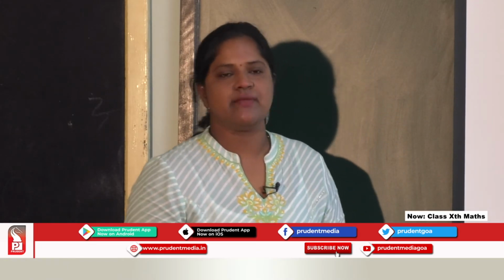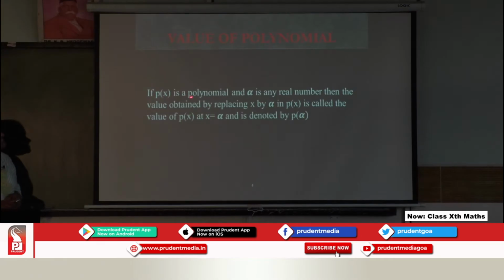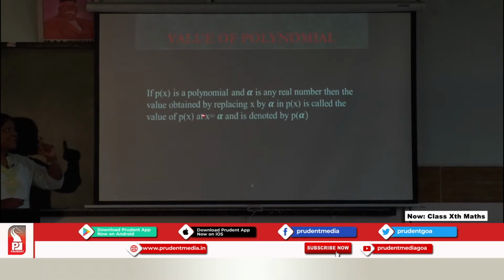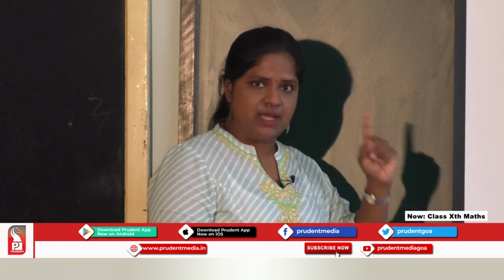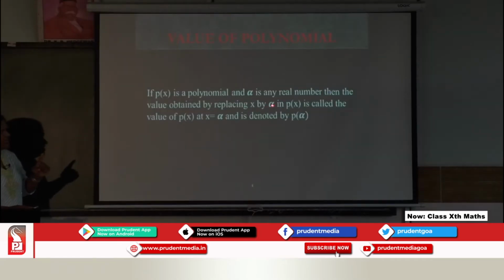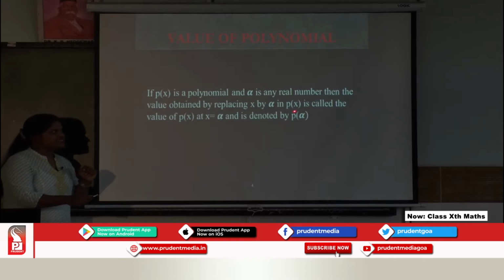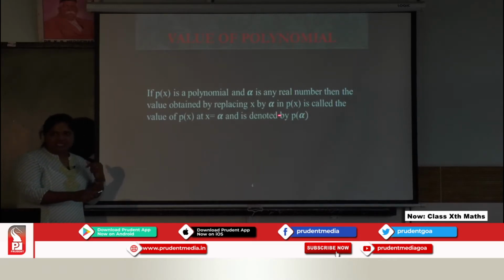Let's have a look at this statement. If P of x is a polynomial and alpha is any real number given to you, then the value obtained by replacing x by alpha, this is very important, you have to replace every x, every variable in the polynomial P of x, by the given alpha, is called the value of P of x at x equal to alpha, and it is denoted by P of alpha. So this shows that x is replaced by alpha and we get the value.